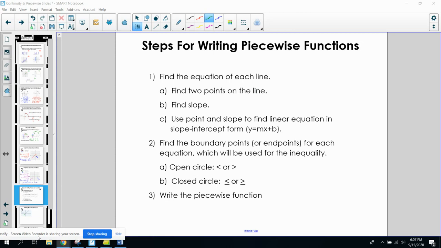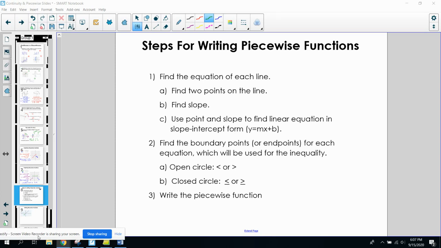So first you want to find the equation of each line. To do that, you're going to find 2 points on the line, you're going to find the slope, and then you're going to use the point and the slope to find the linear equation in slope-intercept form. To do that, you can use slope-intercept form from the beginning, or you can use point-slope form.